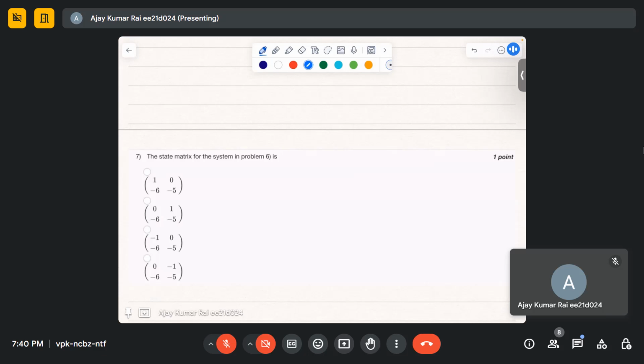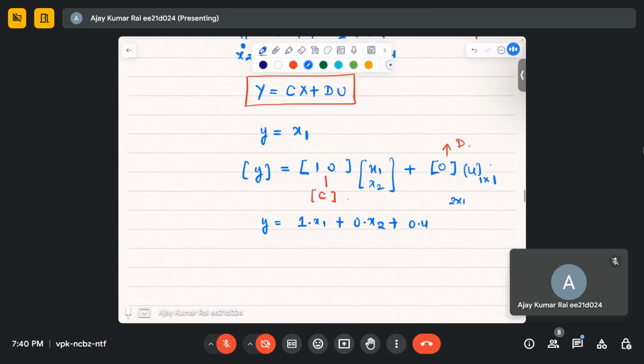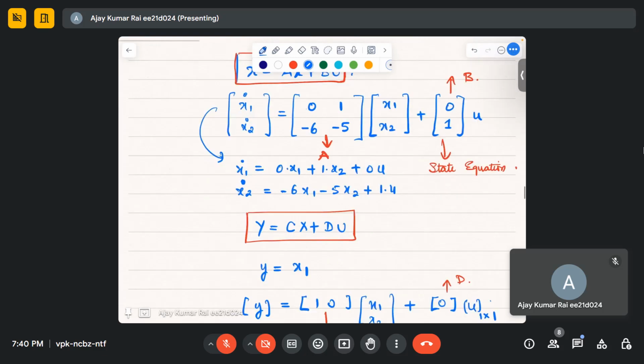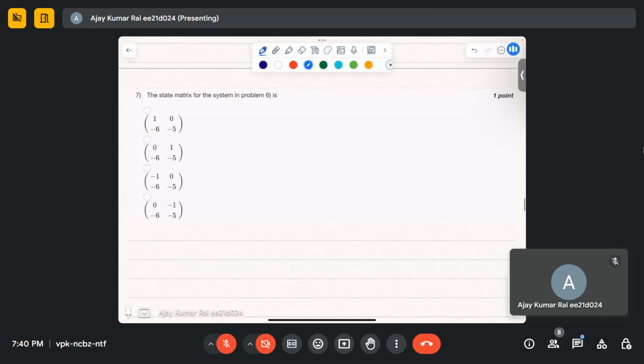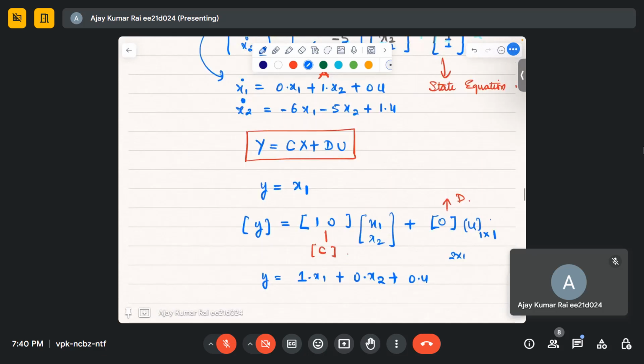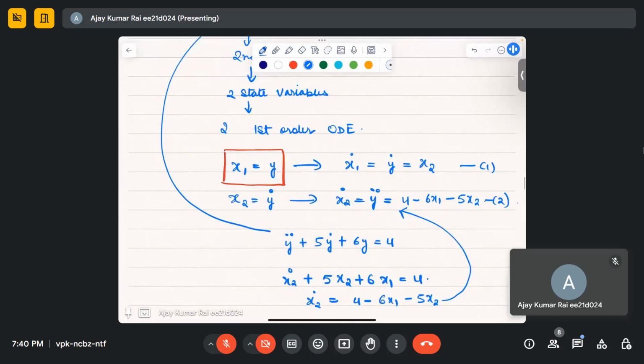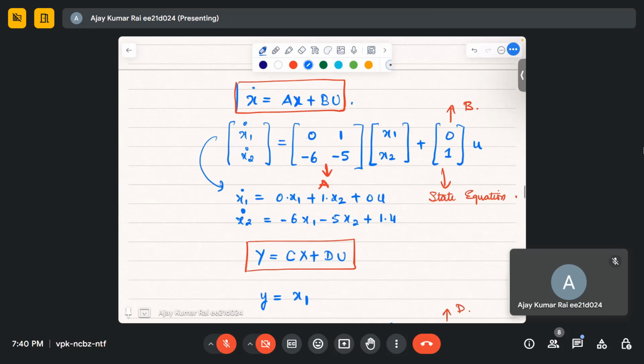The state matrix for the system in problem 6. So already we have calculated this. So this is the state matrix: 0 1 minus 6 minus 5. This one, second option. Any doubt in this case? You see, I have chosen x1 equal to y, so very important. And what is x2? x2 is y dot. Correspondingly I got x1 dot and x2 dot in terms of x1 and x2, so that I can write the equations in this form.